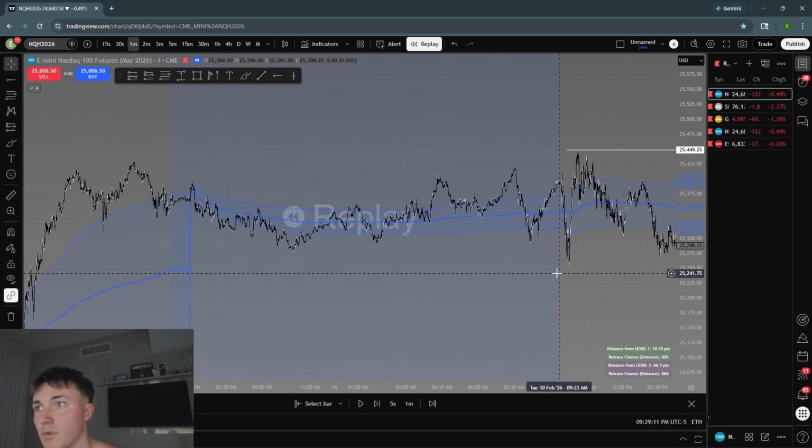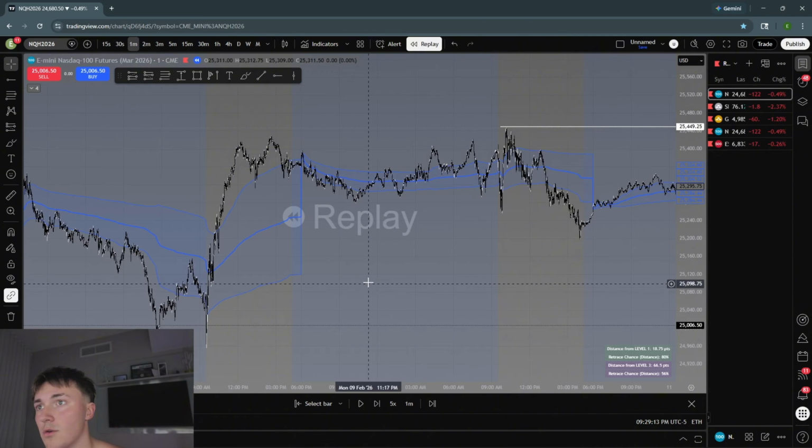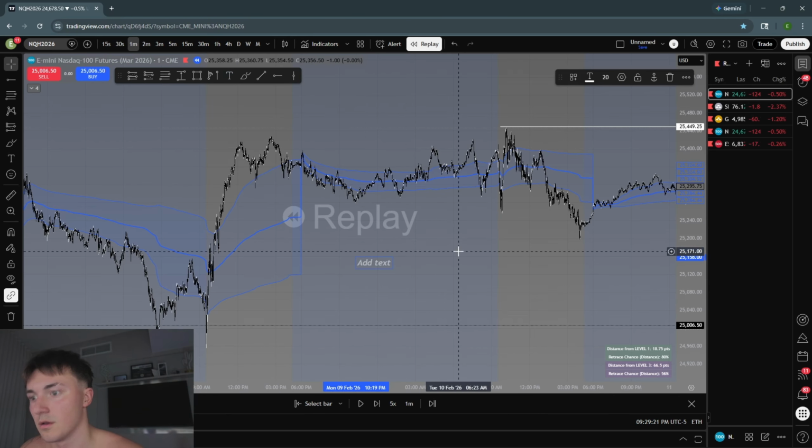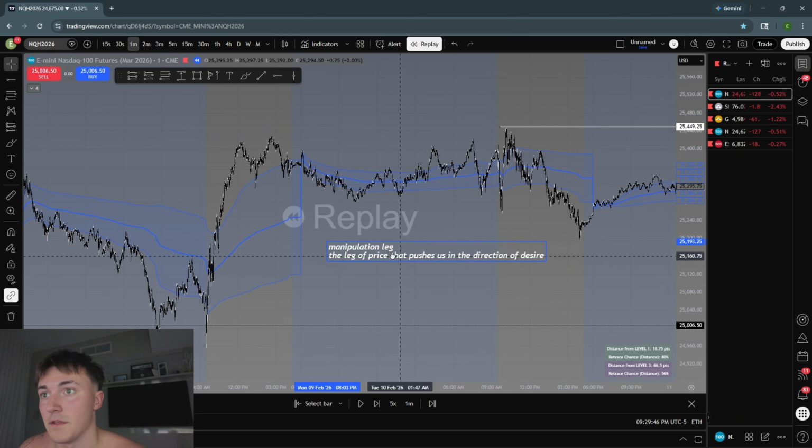I mean, we'll look on a higher time frame as well. We are looking for the manipulation leg, or what does that mean? I will type it out for you guys, okay? We're going to go here. Manipulation leg. What does this mean? The leg of price that pushes us in the direction of desire. Okay? This is what it is.